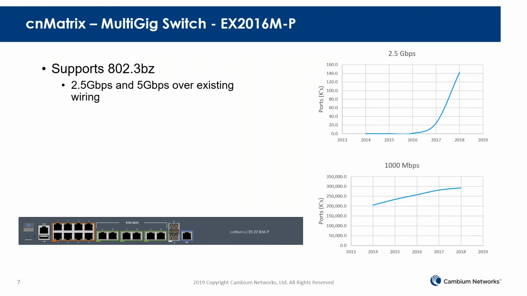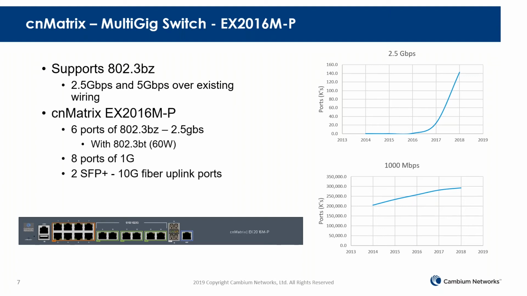So if you replace your end devices, let's say your access points, with the new 802.11ac Wave 2 access points or the new 802.11ax access points, and then you replace the other end of the wire with a switch that supports this technology, you now get more than your standard 1 gig, either 2.5 or 5 gig. That's what the standard is. And the key to that standard is you don't have to redo the wiring in your building.